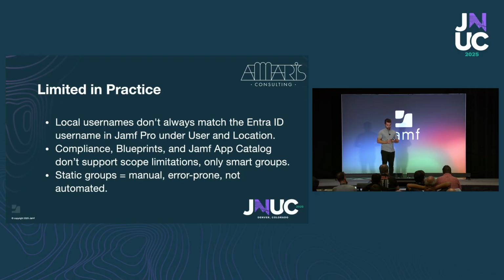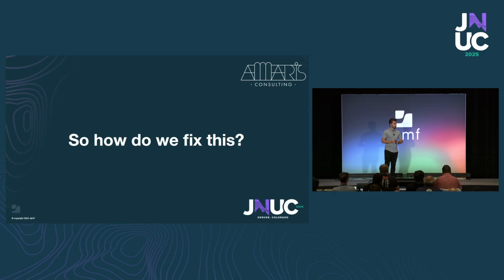So those options are kind of limited in practice because also the compliance, the blueprints, the Jamf app catalog, all those new features, they don't support scoping limitations. They only work with smart groups. And once again, the static groups require manual work and are error prone. So how do we fix this? What are the solutions?